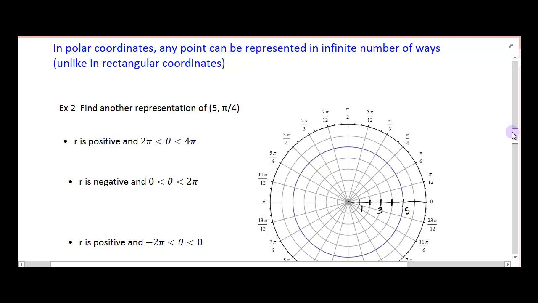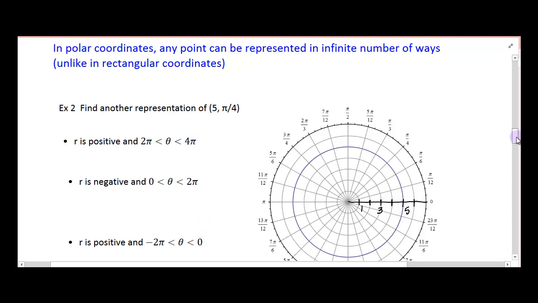So in the polar coordinate system, because we're dealing with a circular coordinate system, any point on here can be represented an infinite number of ways because we can keep traveling around the circle. That's different from a point in our rectangular coordinate system. So what we're going to do in this video is look at, if I'm given a point in this coordinate system, can I come up with 3 different ways to represent that same point?